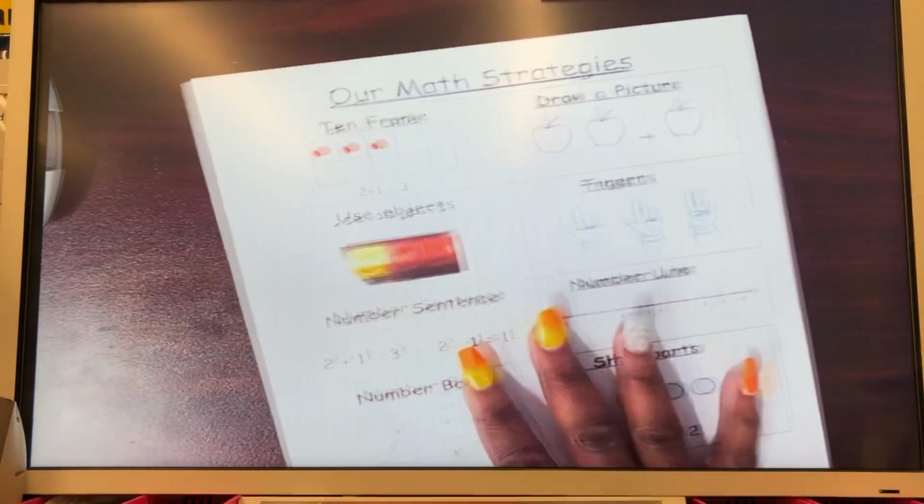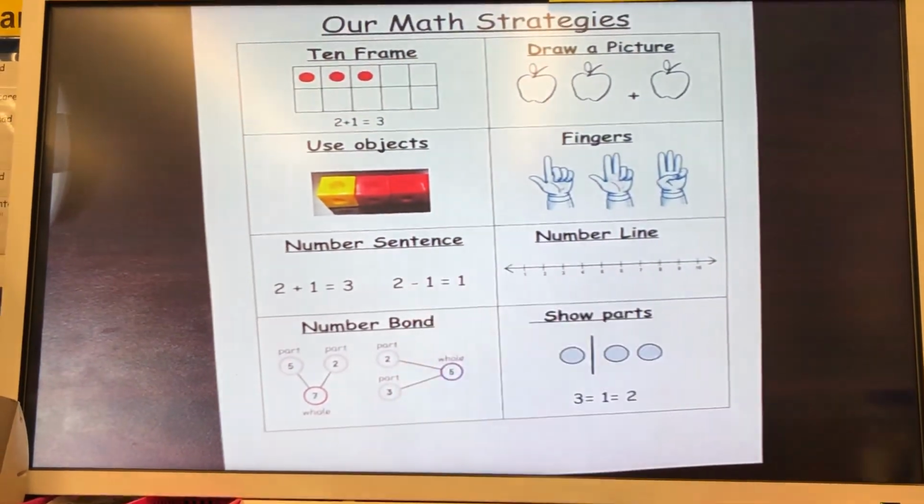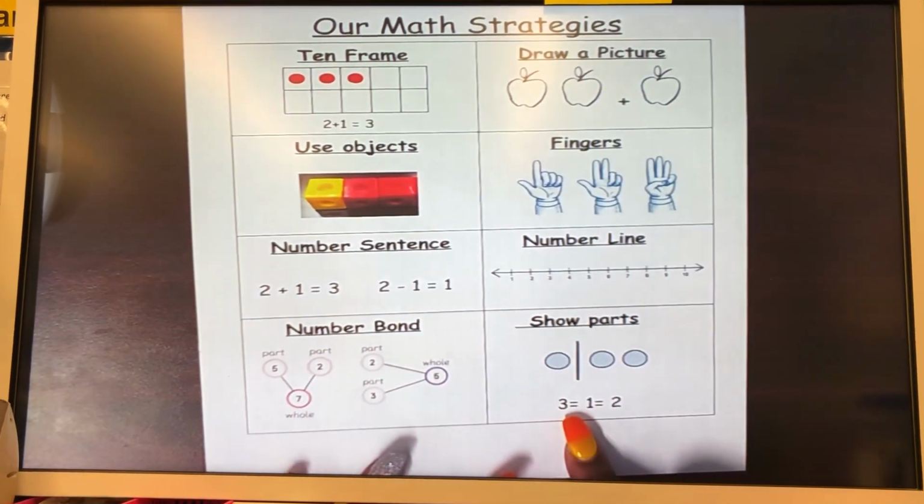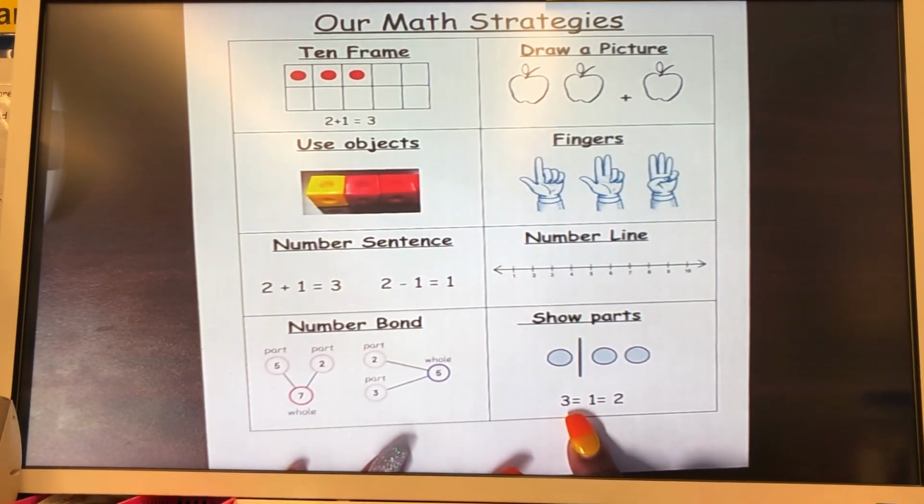And just a reminder, here are our math strategies and our goals that we are working on. So make sure you find your goal and you practice your goals every day.